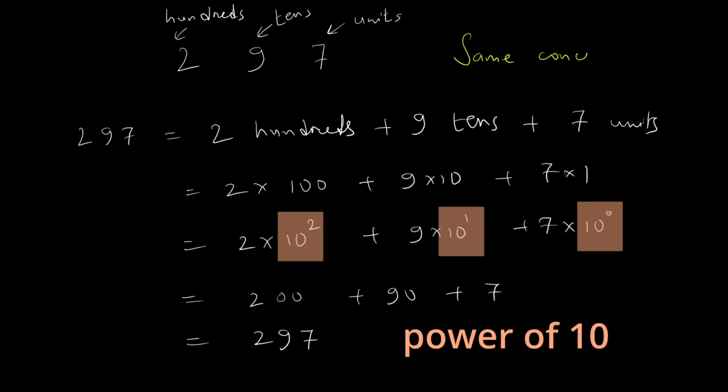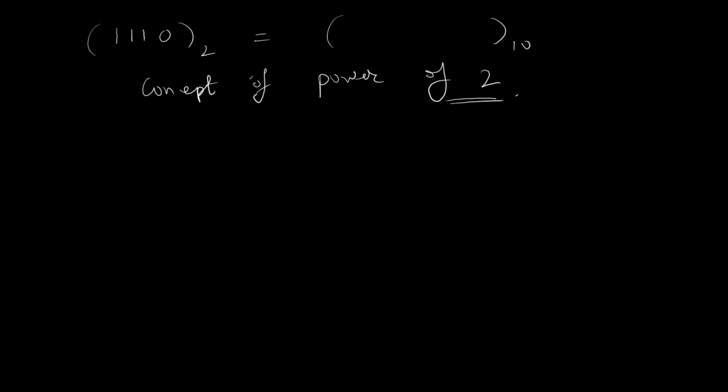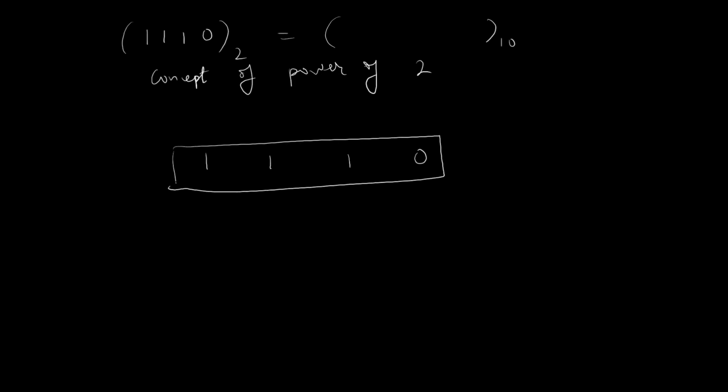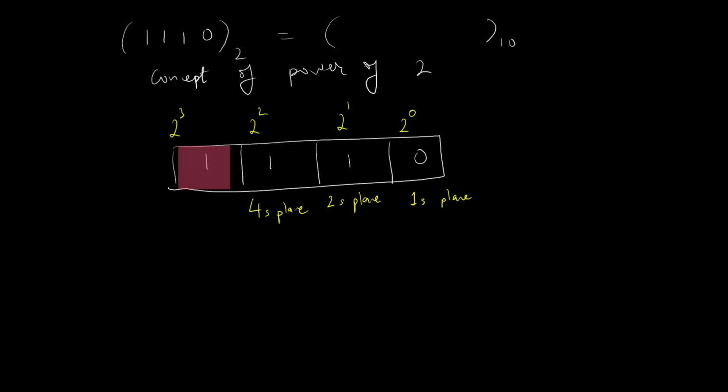We may use the same concept to find the decimal equivalent of 1110. Here, we shall use power of 2, as the binary number system is of base 2. We have 0 at 2 to the power 0 equals to 1's place, 1 at 2 to the power 1 that is 2's place, next 1 at 2 to the power 2 that is 4's place, and the last one at 2 to the power 3 that is 8's place.